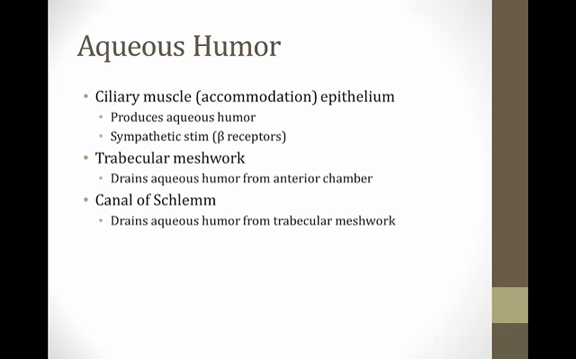So there's a very important process by which aqueous humor is produced and then drained from the anterior chamber. So the ciliary muscle, which is the muscle responsible for accommodation or changing the shape of the lens of the eye, has an epithelium, and that's what produces aqueous humor. And this is under the influence of the sympathetic nervous system. It can stimulate the epithelium to produce more aqueous humor by beta receptors. From there, the aqueous humor gets drained from the anterior chamber through a structure called the trabecular meshwork, and from the trabecular meshwork it goes to the canal of Schlemm.